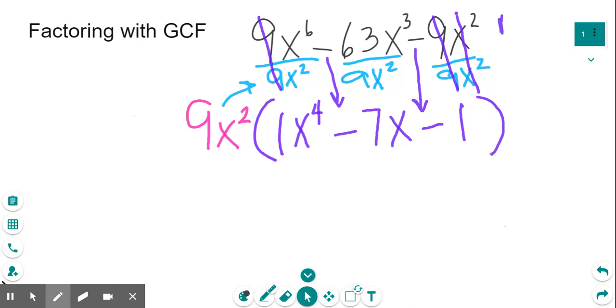And notice I got the same answer as we got before. You do not need that 1 in the beginning right here. We can erase that. Okay, so that's optional. All right.